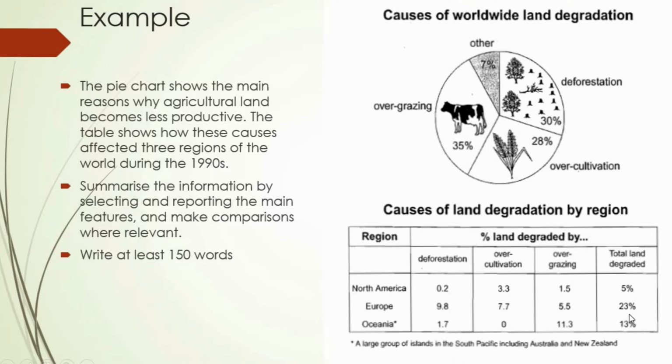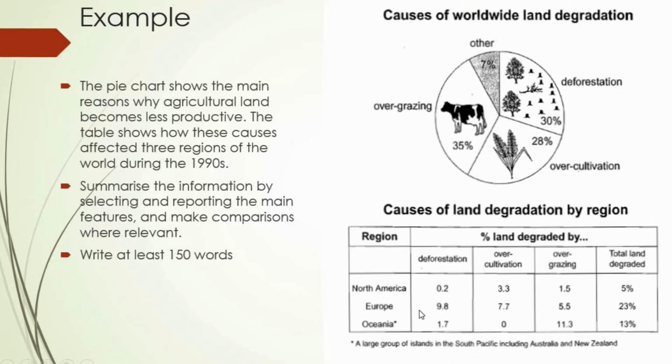Europe is most affected with 23%, and the major concern is deforestation, 9.8%. Overcultivation 7.7, overgrazing 5.5. So you see the difference. North America is mostly affected by overcultivation, but Europe is affected by deforestation. Now let's check Oceania. Oceania is second most affected, but here the reason is overgrazing, while overcultivation is 0 and deforestation is only 1.7%.